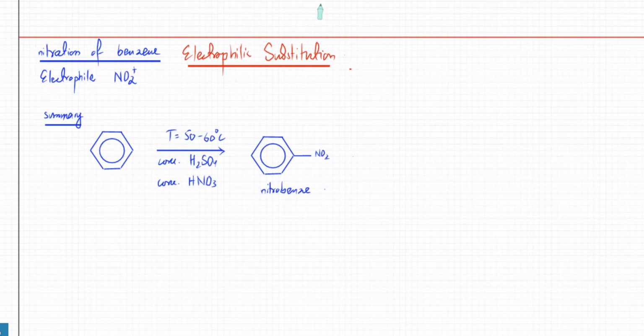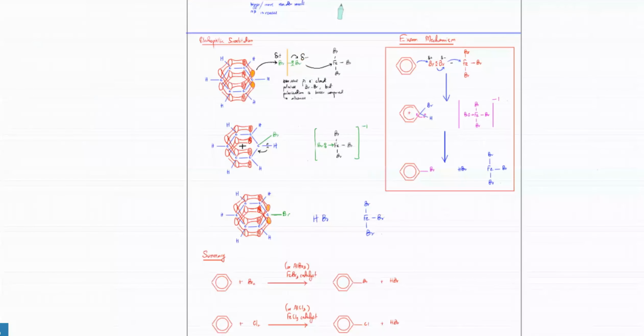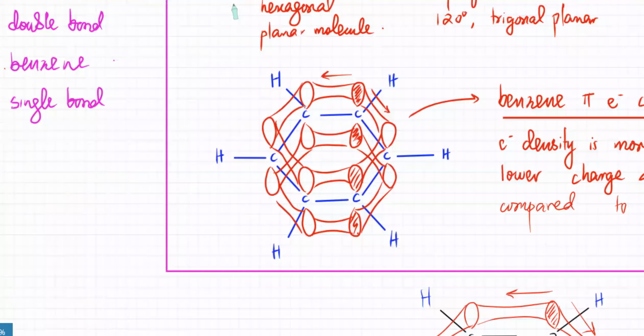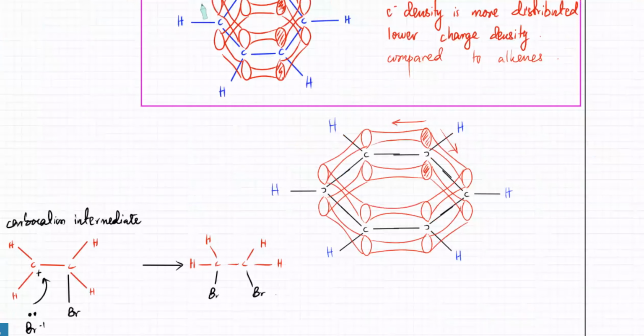We were at nitration of benzene. Okay, so I'll go through this very briefly. Simon, in your case, do you understand sp2 hybridization? Is that clear? sp2 hybridization, right? Yes sir. So I'll just briefly give you the structure of this aromatic benzene ring.